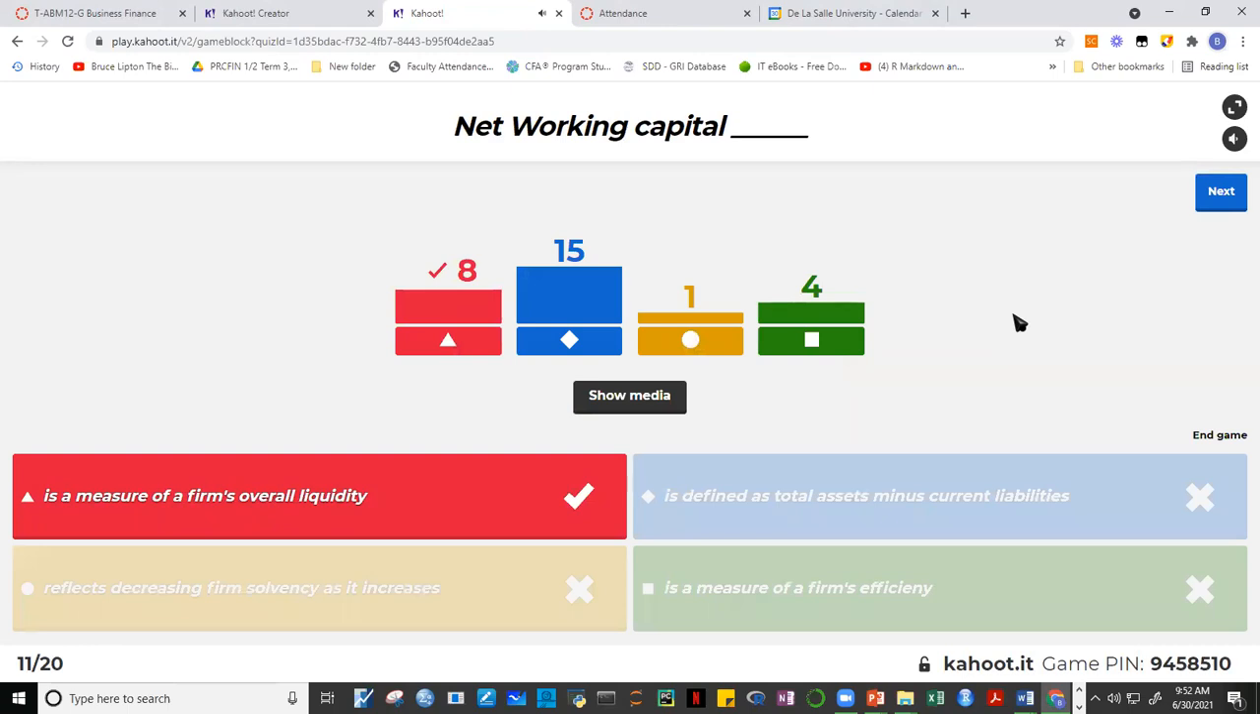Okay, net working capital is a measure of a firm's overall liquidity. Kasi tinitingnan natin dyan yung current assets at saka current liabilities. So we'll discuss that more, but suffice it to say, guys, net working capital is a measure of overall liquidity. Okay, next.